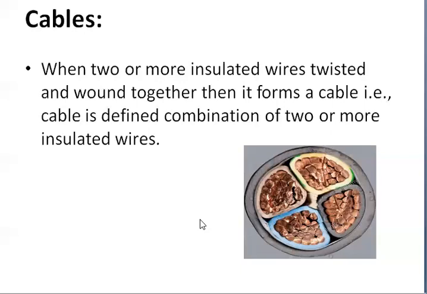When two or more insulated wires are twisted or wound together, then it forms a cable. That is, a cable is defined as a combination of two or more insulated wires. So this is the cross section of the cable. Cables are mostly used in power transmission and also used to carry electrical and telecommunication signals. It gives more protection than wires as it has different layers of insulation.